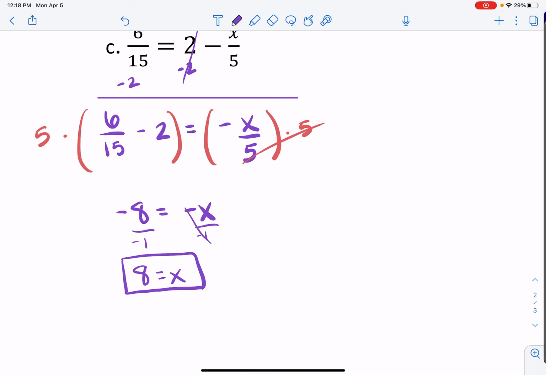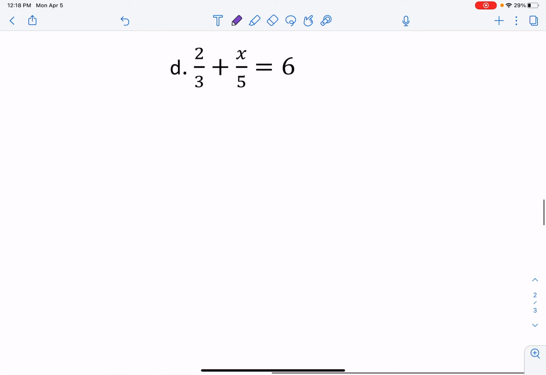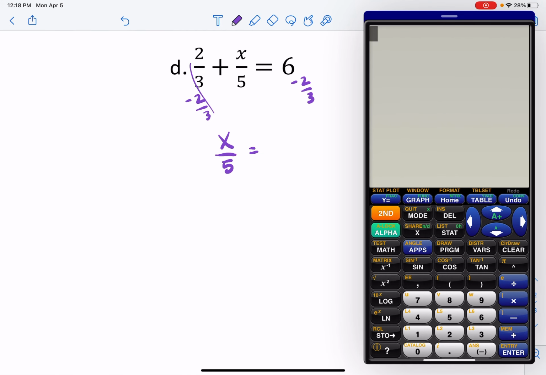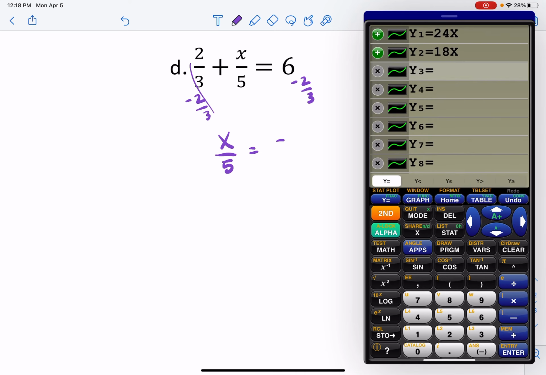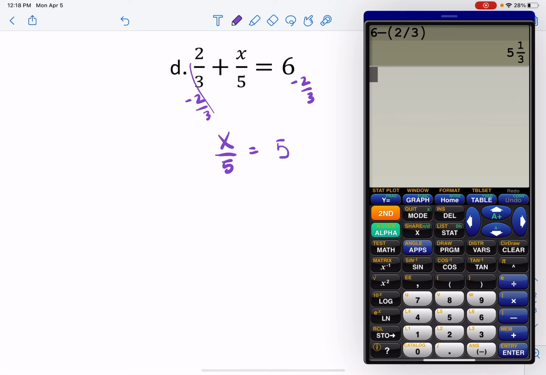All right, and we've got one more, letter D. Same idea here. We do have some fractions, but that's okay. Remember, we're getting x by itself, so I'm going to start with subtracting 2/3 on each side. Okay, so x over 5 is equal to 6 minus 2/3. See how I typed that in my calculator? And that's 5 1/3. Oops, sorry. Okay, then we have to multiply both sides by 5.